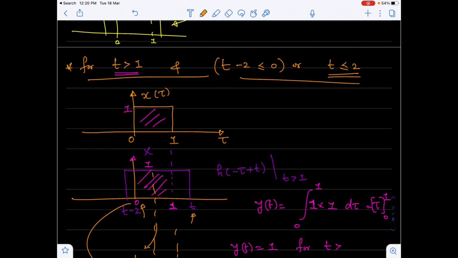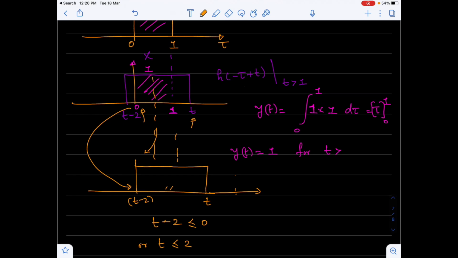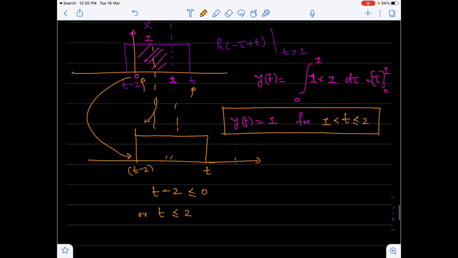That means t is greater than 1 and t is less than or equal to 2. So this is the output. That means t is between 1 and 2. Now let us proceed to the next situation.